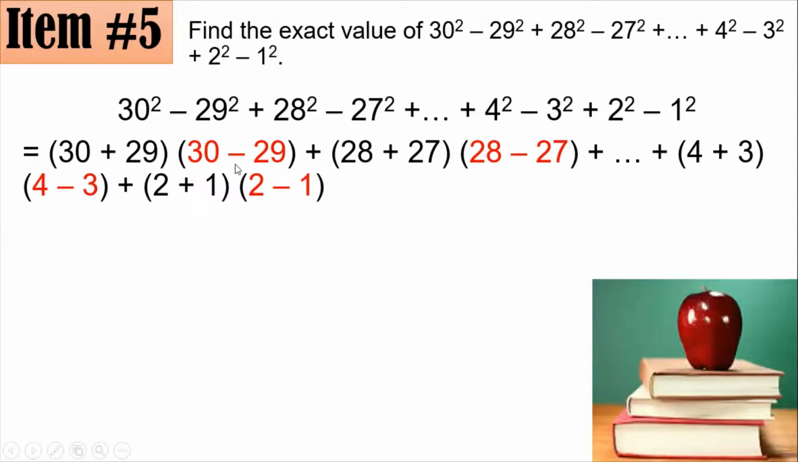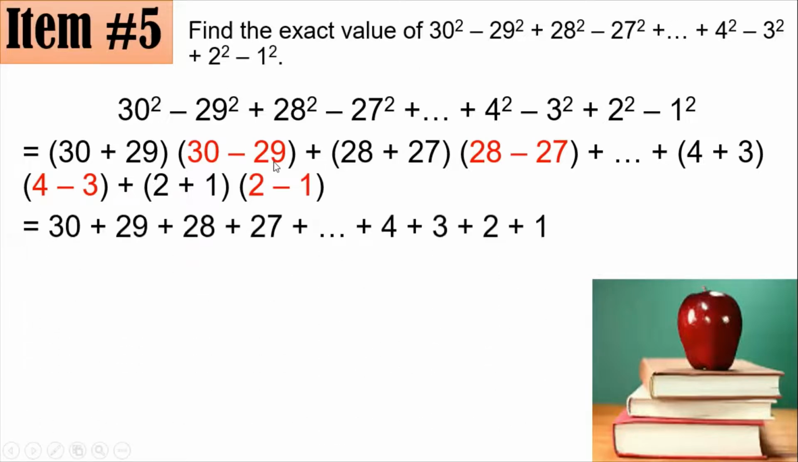And if you could notice, I placed here in red color all the terms that have minus in between them. We could see that 30 minus 29 is 1, 28 minus 27 is also 1, all the way until 4 minus 3, which is 1, 2 minus 1, which is also 1. In other words, all of the subtractions here will just result to 1. And when that happens, all that will be left will be 30 plus 29, here 28 plus 27, here 4 plus 3, and here 2 plus 1.